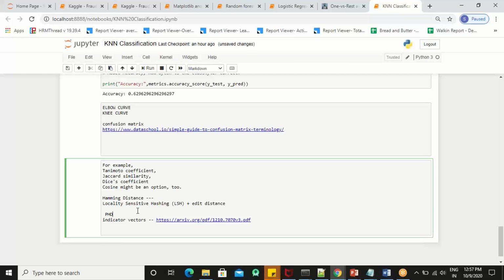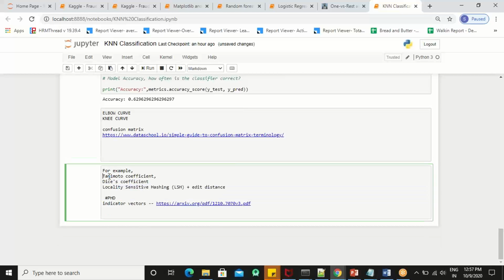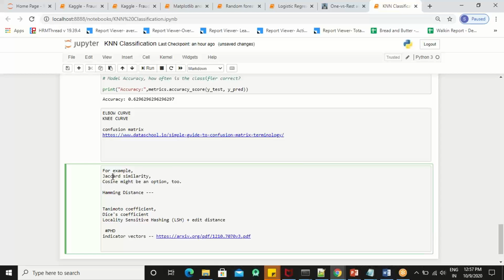Don't go into this. This is sort of a PhD thing. But yeah, you can go into the other ones. Most important, I'm putting together these three: Jaccard similarity, cosine similarity, and Hamming distance. I'm not going into the details. You read about these, okay?